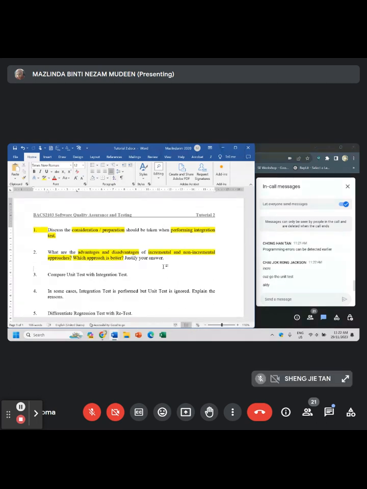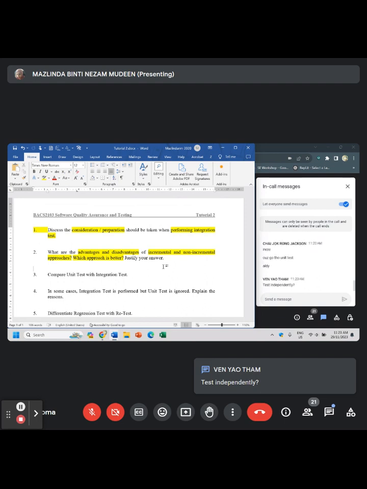Are you sure? Go with unit tests. So you think the module for which we are going to use the non-incremental approach did not go through unit tests? Test independently. Is it in the incremental approach or the non-incremental approach?